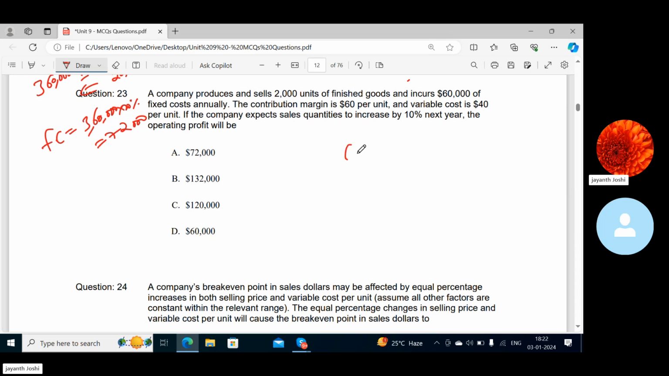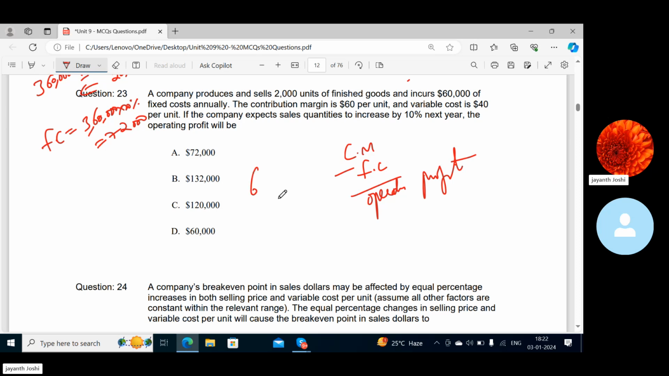First you have to find out the contribution margin. From that you have to deduct the fixed cost. You'll get the operating profit. If fixed cost is given, then you need to do that. If no fixed cost, then the contribution itself is the operating profit. So 2000 units are sold and fixed cost is 60.